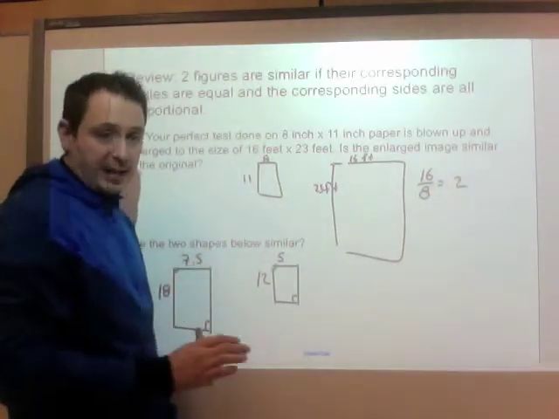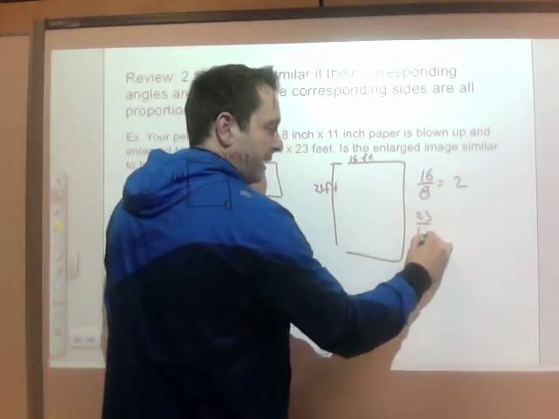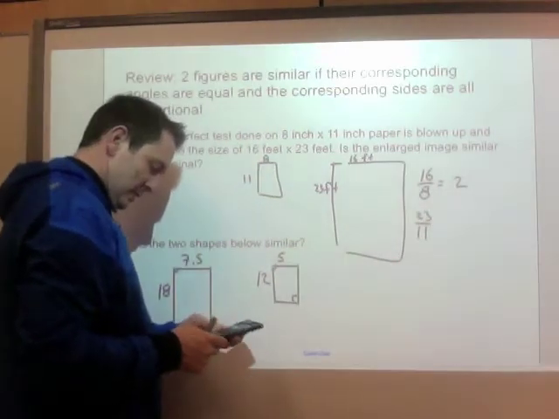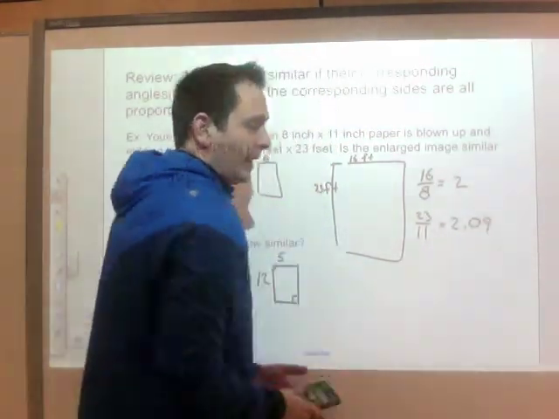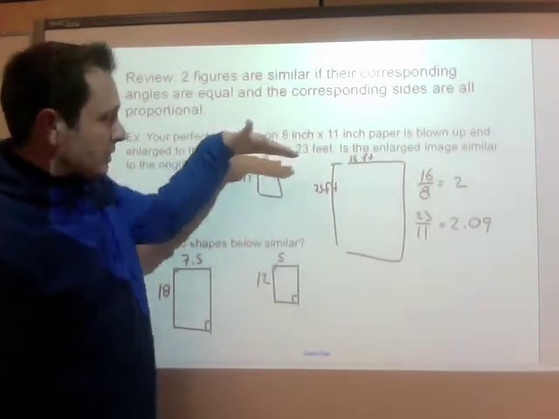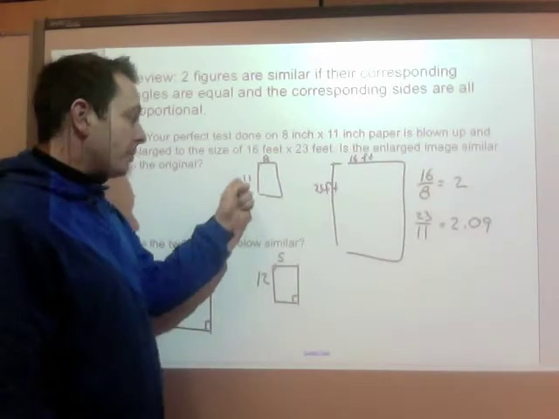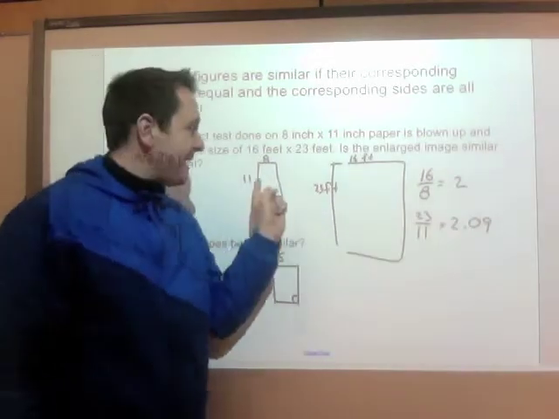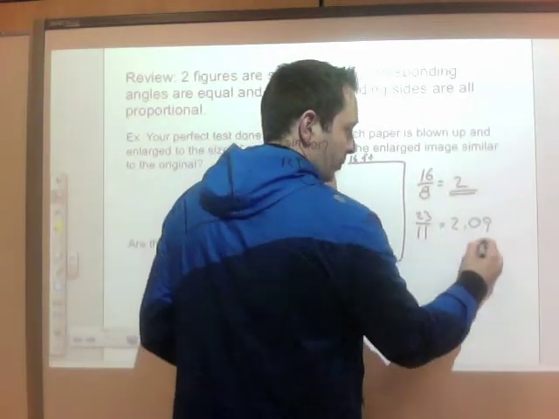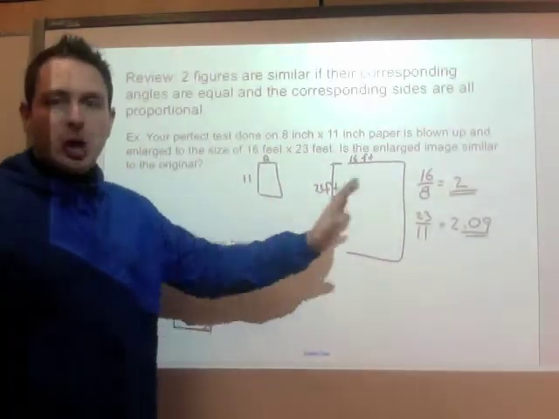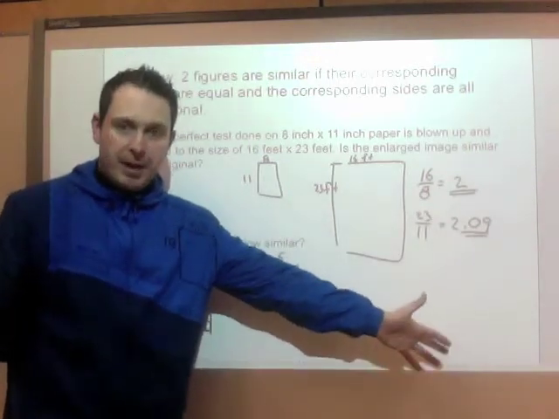Now, we should get the exact same proportion for the other side. 23 divided by 11 is 2.09. So the top is doubled. The bottom, though, is 2.09 times bigger. Because these proportions are different, we would say they are not similar. All sides would have to have the same proportion to be called mathematically similar.